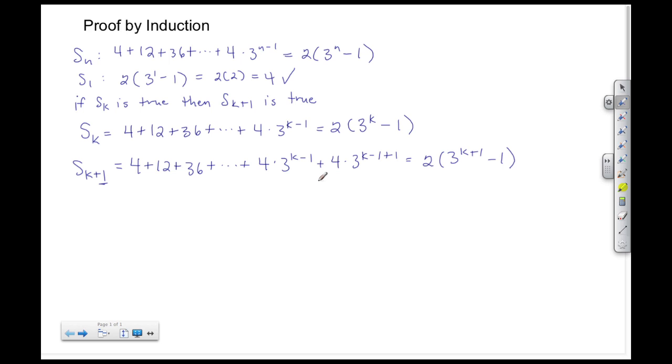Now I need to begin some simplification. Let's look at this last term. I have a negative 1 and a positive 1, which resolves down to 0. So I can rewrite this last term as 4 times 3 raised to the k. And let me rewrite everything to the right hand side: 3 to the k plus 1 minus 1.